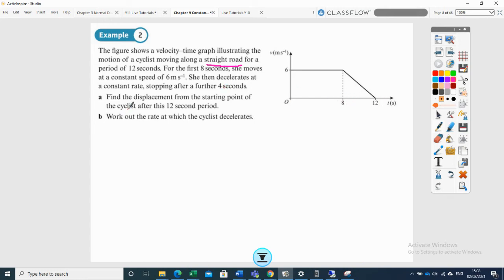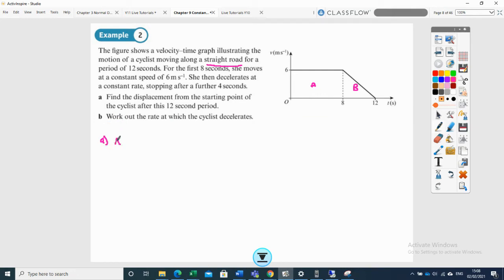Okay, so find the displacement from the starting point of the cyclist after this 12-second period. Okay, 2 ways we can do that. We'll do it very quickly. We could split it into different shapes, and we can work out the area of each of the shapes.